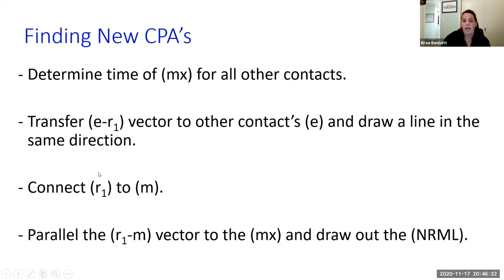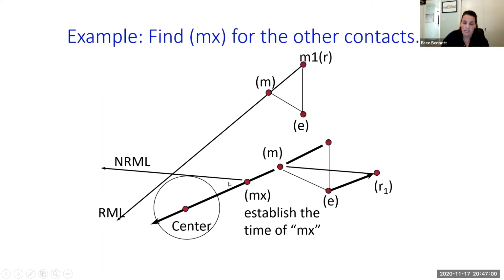Then I'm going to connect my r prime to m. That is creating my new relative motion line for the other contact. Then I'm going to parallel that r prime to m vector back to the mx so I can draw out the new relative motion line and get my CPA. So I'm kind of working that triangle backwards now. So we worked it one way and now we're working it backwards. I know this seems complicated.